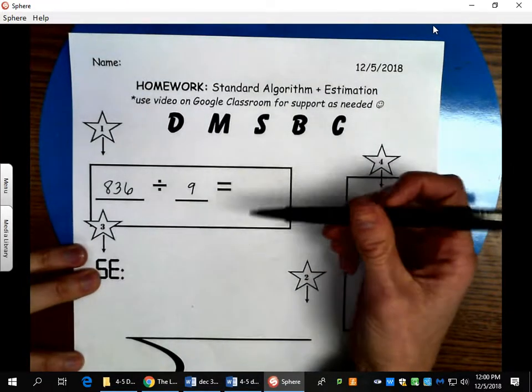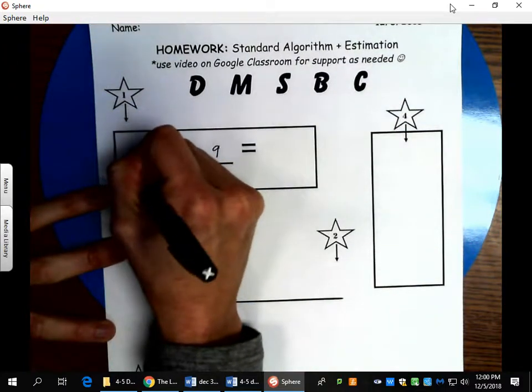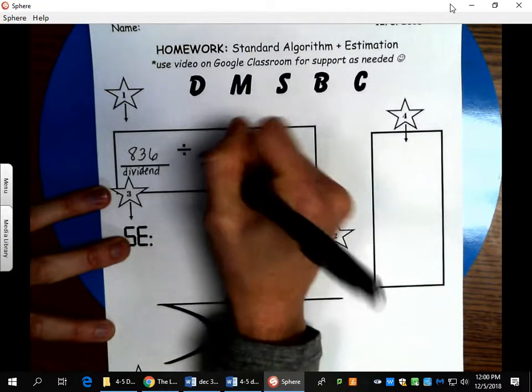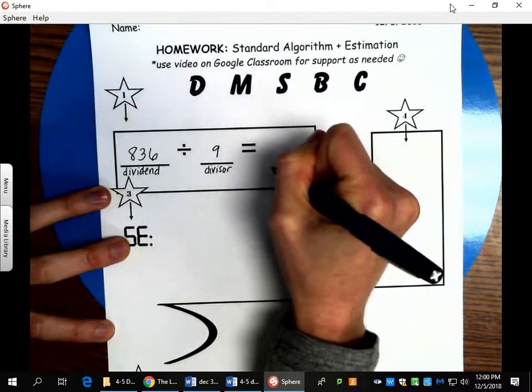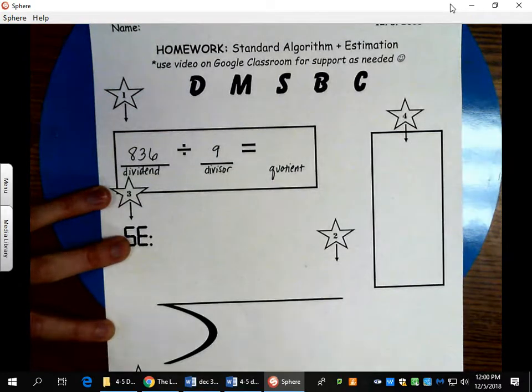Okay, so tonight we're looking at this problem, 836 divided by 9, just going over some vocab. This is the dividend divided by the divisor. And so ultimately we are looking to find the quotient. So just some math vocabulary there.